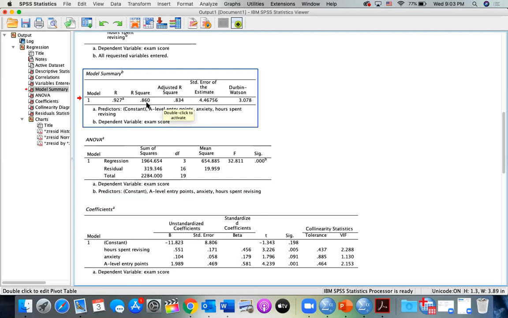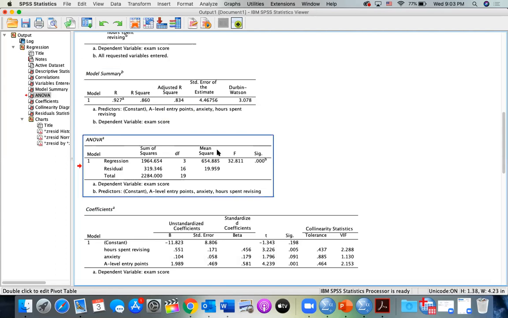values, just gives us an idea about how much variation in the dependent variable is explained by the model. However, in the ANOVA table, we will know whether the model significantly explained this amount of variation or not. So by looking at the F value and the significance, we can say that the overall model is significantly useful in explaining the dependent variable, which is exam score.